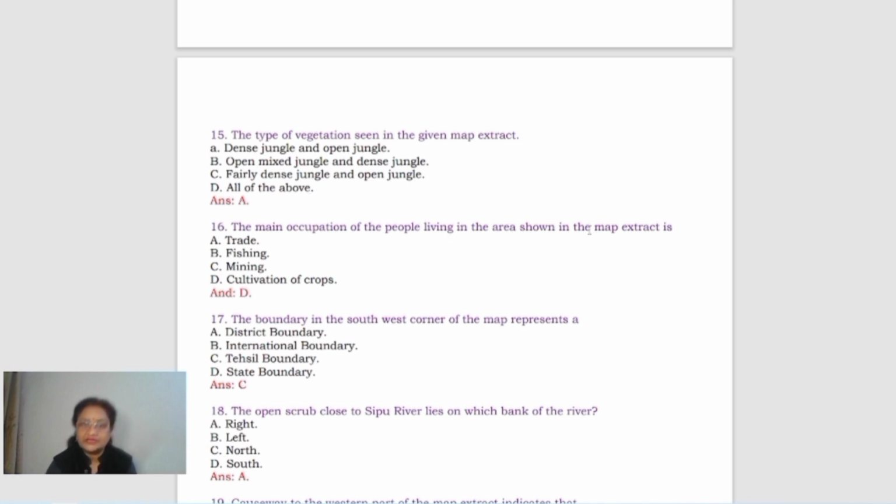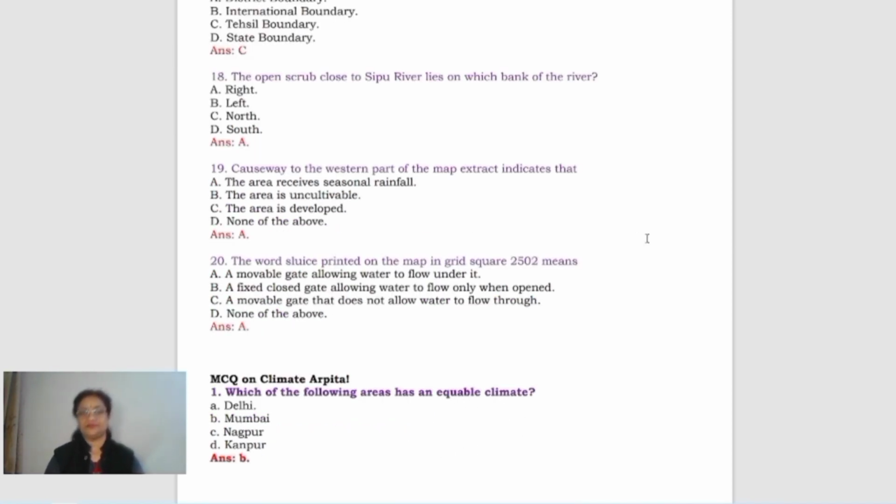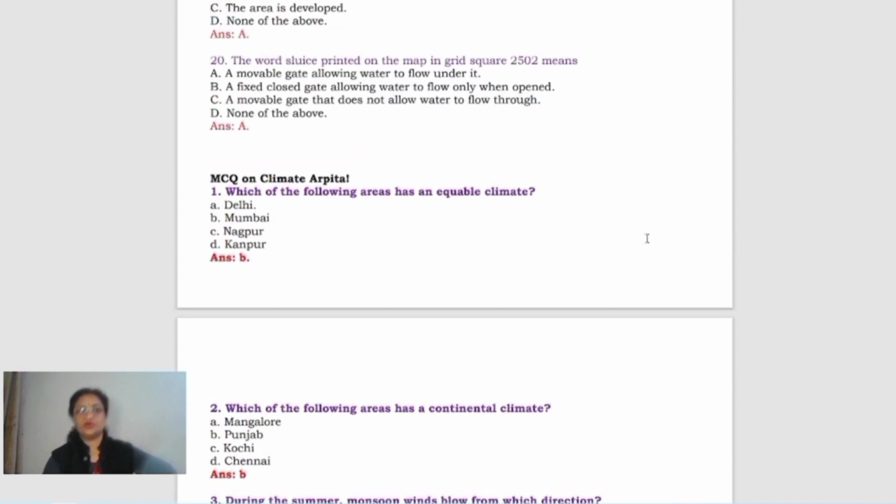The main occupation of people living in the area shown in the map extract is cultivation, cultivation of crops. The boundary in the southwest corner of the map represents a tehsil boundary. Then open scrub close to Sipu river lies on which bank of the river? It is the left bank of the river. Causeway to the western part of the map extract indicates that the area receives seasonal rainfall, no doubt. Then the word sluice printed on the map in grid square 2502 means a movable gate allowing water to flow under it. That means it is placed there to control the flow of water. A is the correct option for this.